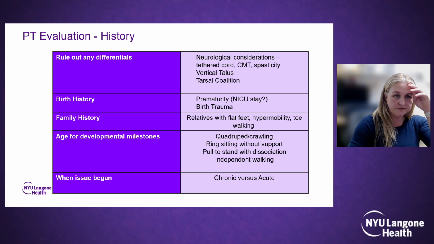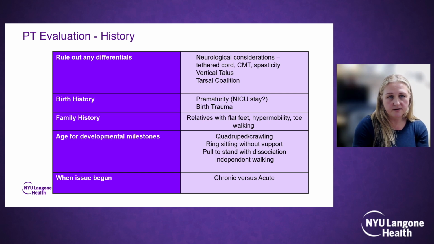So when we do our PT evaluation with history, you're going to rule out any differentials. Some of the other talks kind of touched on these. Charcot-Marie-Tooth, a vertical talus, tarsal coalition. Could it be something neurological? Even a tethered cord. You want to find out about their birth history. Was there a NICU stay? Could something else be going on? Family history. Sometimes these things do run in families. If you had a dad who toe walked, you might have a kid who's also going to toe walk.